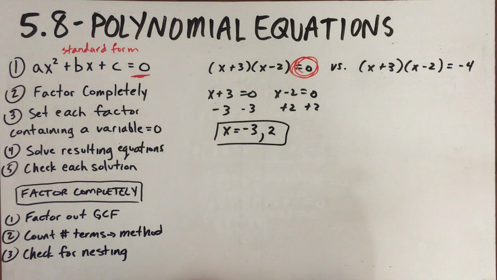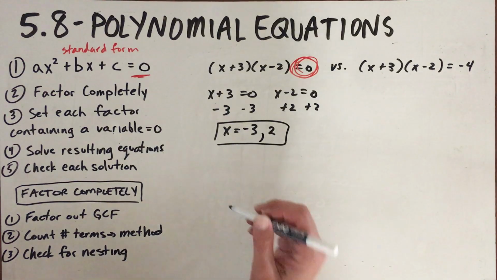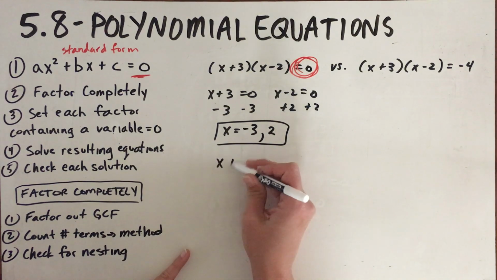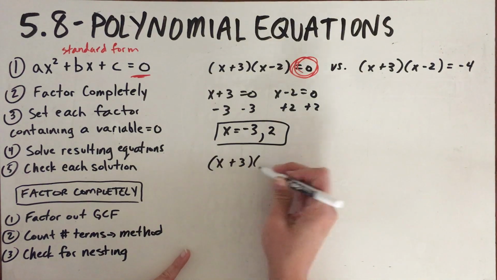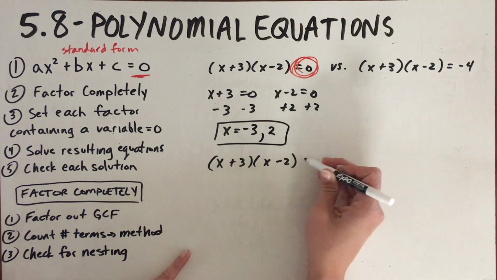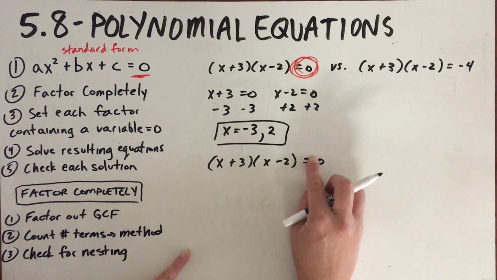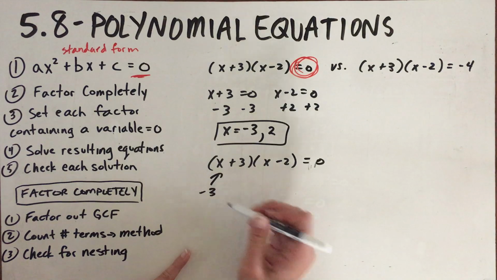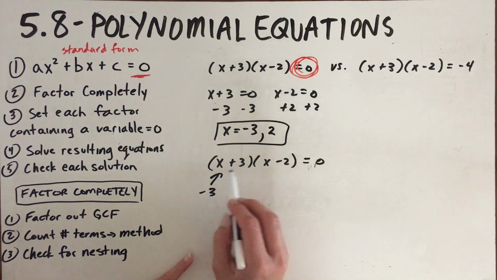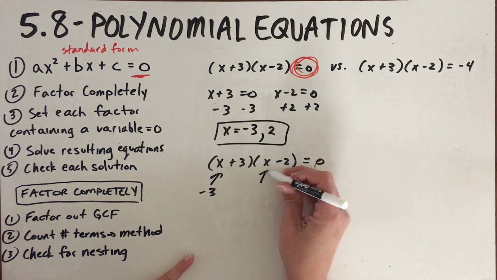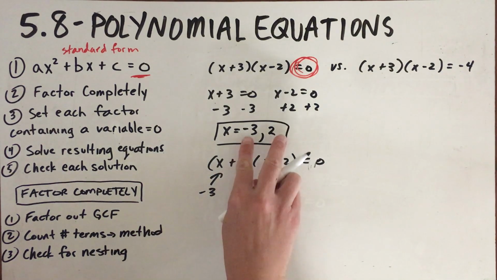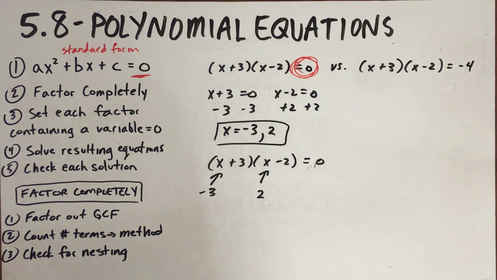I want to point out that what you're actually saying when you set each factor to 0 is that if I substituted -3 into this factor, then this factor would be 0. And if I substituted 2 into this factor, then this factor would be 0. And you can see that those are the answers.